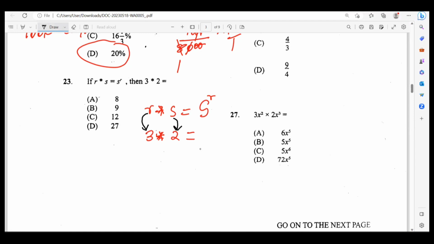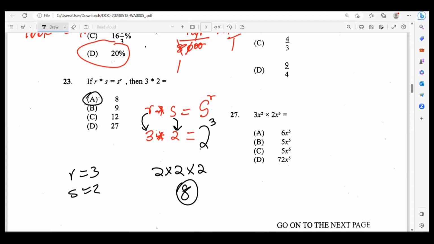I picked them in terms of how the idea appeared. There's an R at the front, asterisk S. So then there's a 3 at the front, asterisk 2. So that means the R, I'm saying R is 3 and S is 2. Substitute it there. S to the R, 2 to the 3. What does that mean? 2 times 2 times 2, 8. So our answer is 8.